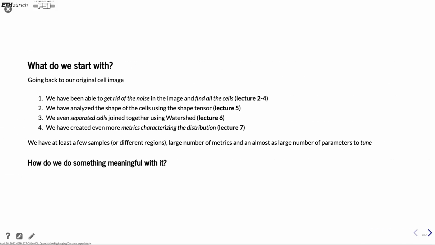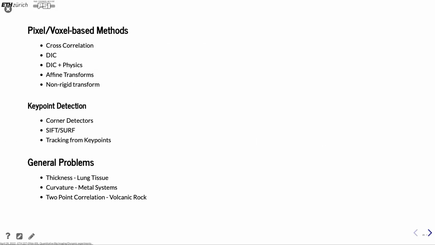So what do we start with? We have our cell image again, and we have done a lot with it. We have extracted information in different ways using filtering. We have applied segmentations, looked at the shapes, looked at characteristics, and so on. So now we need to do something. Let's say this sample is moving around somehow during your experiment. And now we want to look at different methods that we can work with to identify how it moved and what it did.